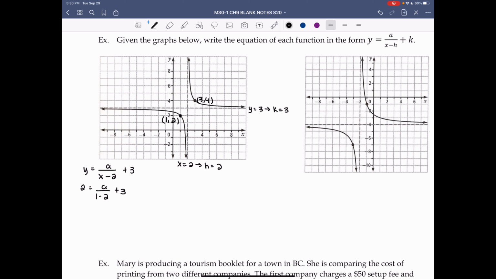I'm going to solve for a now. Subtract 3, I get -1 equals a over 1 minus 2, which is -1. Multiply both sides by -1. I get 1 is equal to a, and then I can plug it in. y equals 1 over x minus 2 plus 3. There is my function.